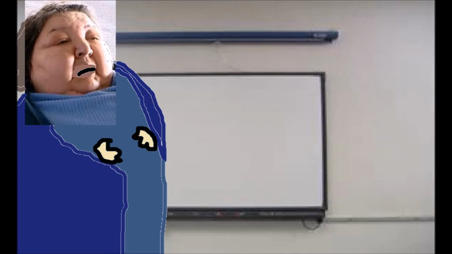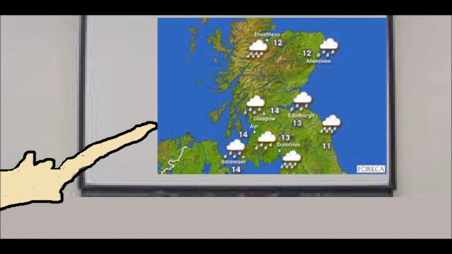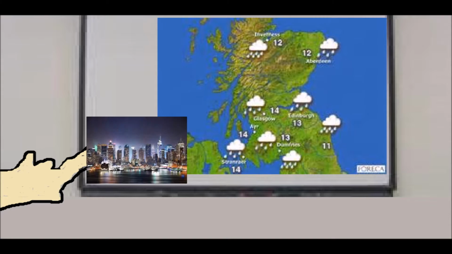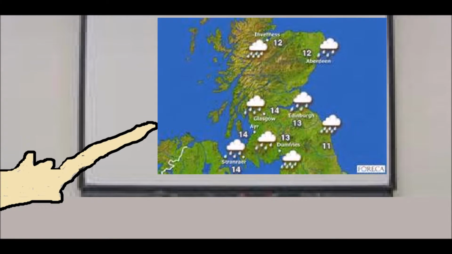Now class, let's look at the temperature in the Highlands and the rest of Scotland. This here is a typical autumn forecast for Scotland. As you can see, the temperatures are rather mild and about the same in the cities and towns shown. It ranges from about 11 degrees in the east of Scotland to 14 degrees in Glasgow.